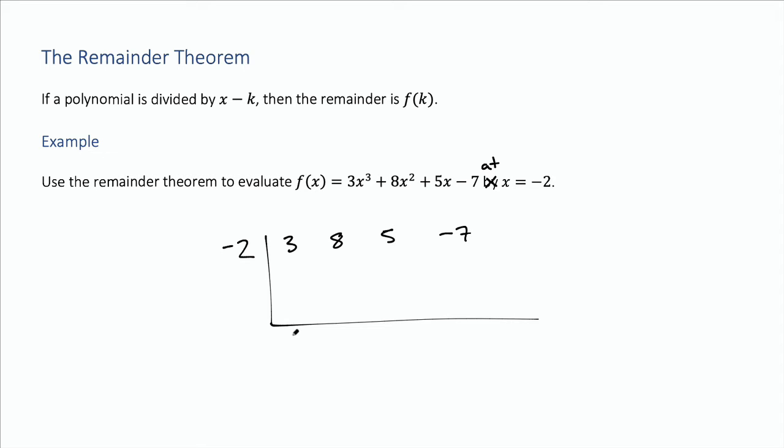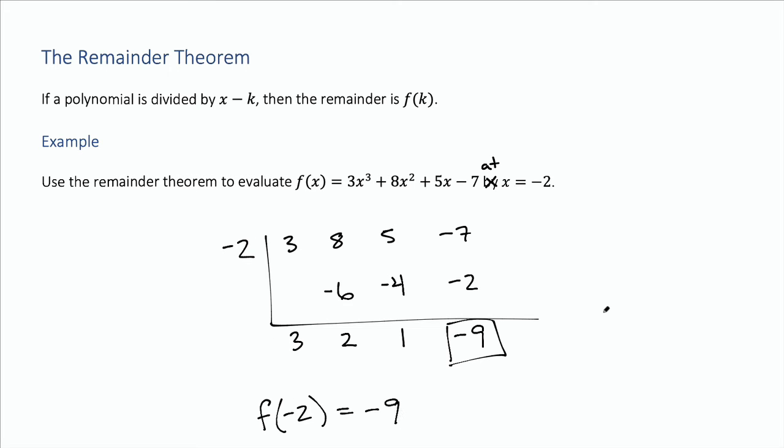We bring 3 down. 3 times negative 2 is negative 6. 8 plus negative 6 is 2. 2 times negative 2 is negative 4. 5 plus negative 4 is 1. 1 times negative 2 is negative 2. And negative 7 plus negative 2 is negative 9. The remainder theorem says that the remainder is f of k. In other words, what we just found is that f of negative 2 is equal to negative 9.